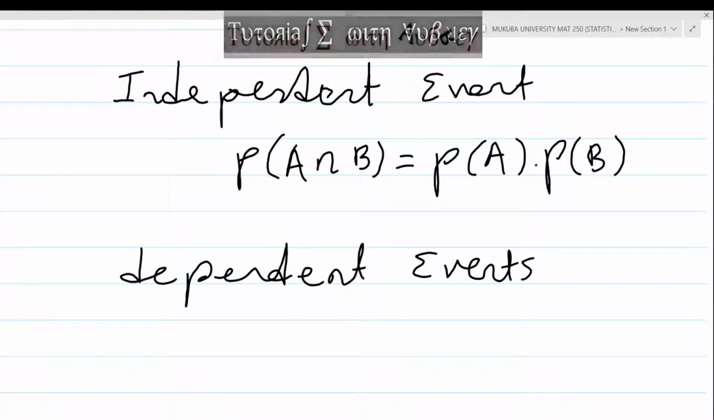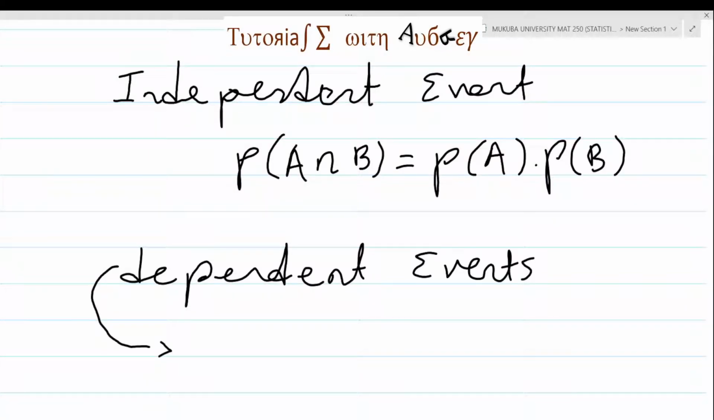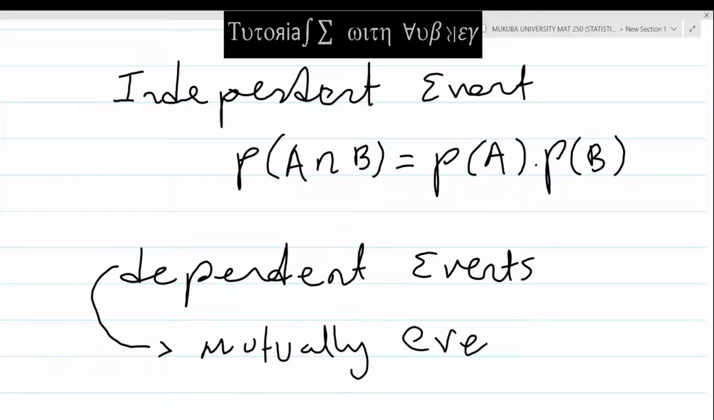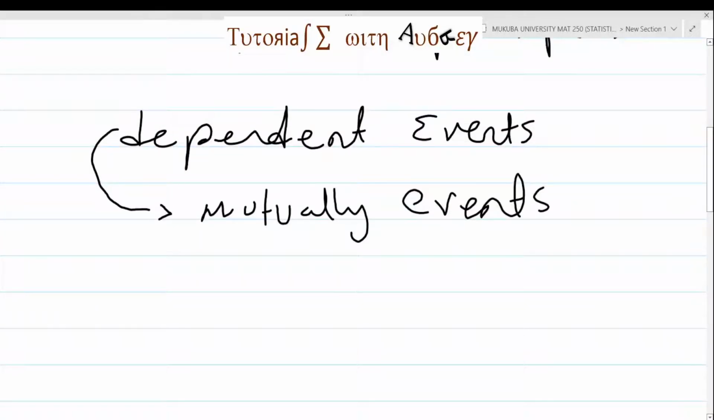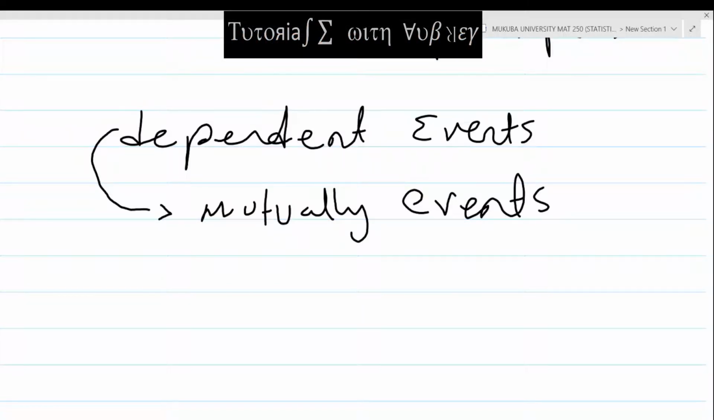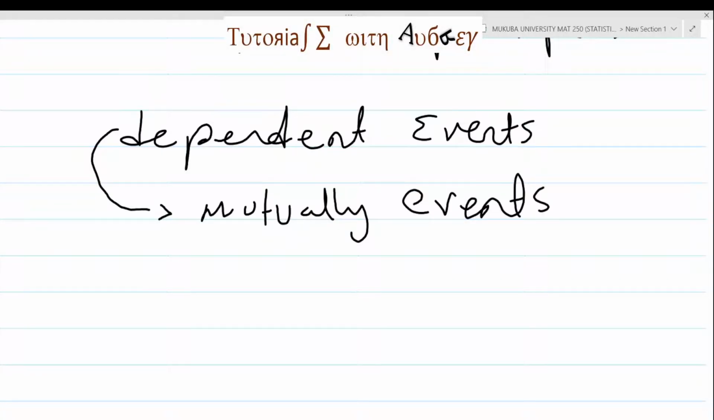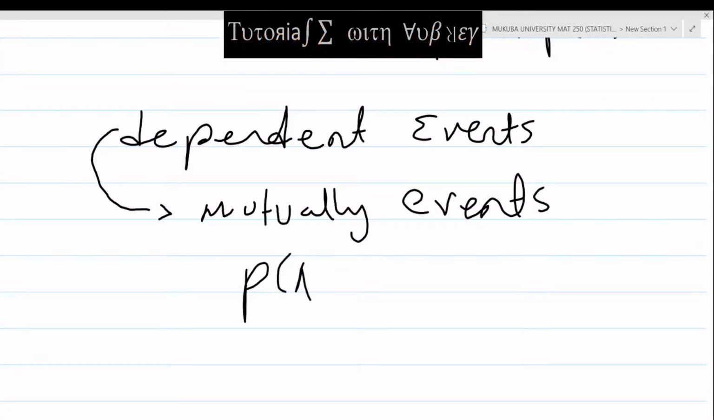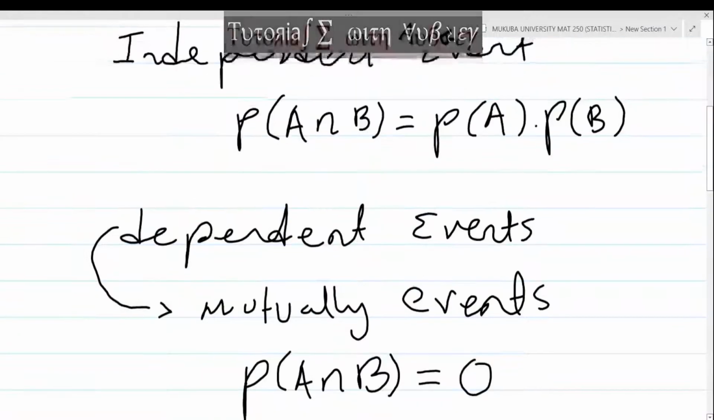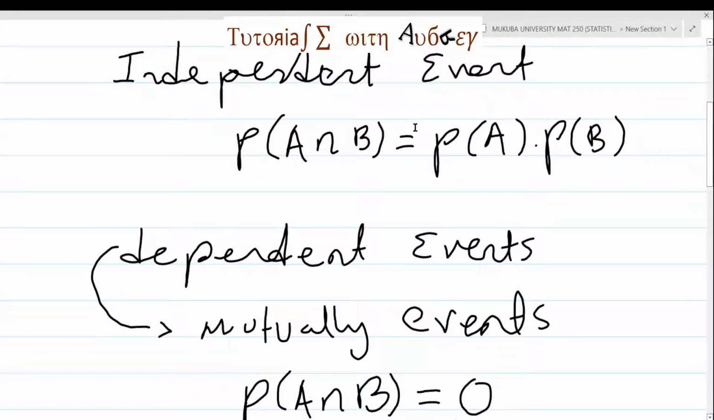Another concept linked to dependent events, which should not be confused with them, is mutually exclusive events. Mutually exclusive events is where, when one event happens, it completely affects the happening of the other event. With dependent events, one event will in some way affect the other, but in mutually exclusive events, when one event happens, the other one cannot happen at all. And for mutually exclusive events, the probability of the 2 events happening together is equal to 0.